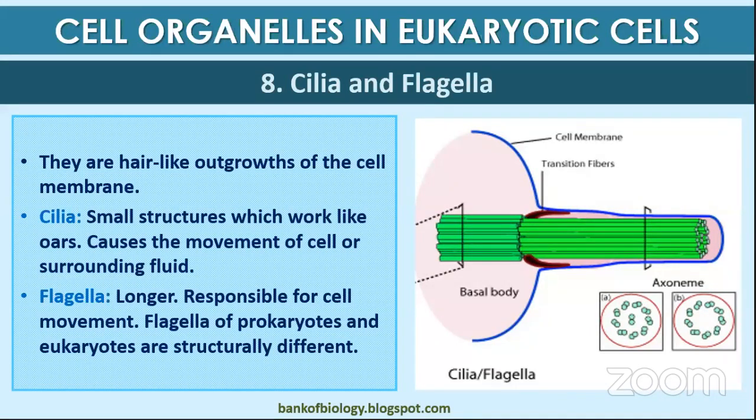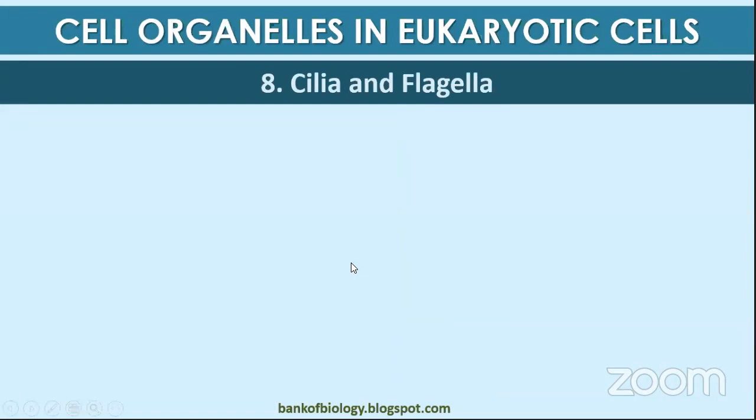Cilia are small structures which work like oars. In a boat you would have seen oars, which help in pushing the water backwards, and help in the movement of the cell or the surrounding fluid. Then flagella are longer, responsible for cell movement, and flagella of prokaryotes and eukaryotes are structurally different. Do you remember the basal body, hook and filament, which I had done previously?